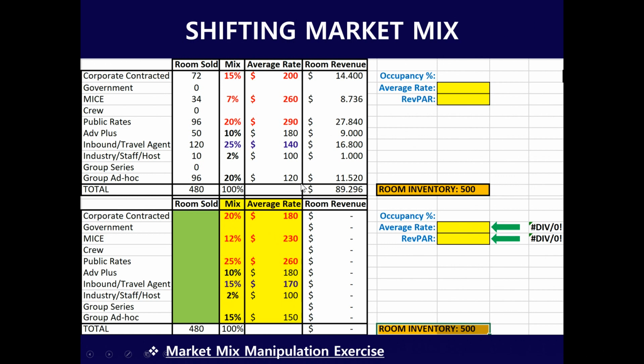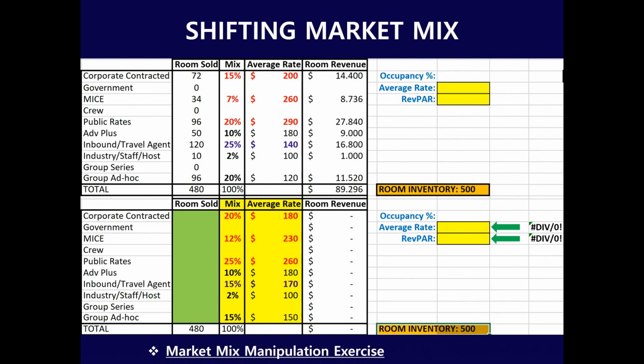Same strategy applied for group ad hoc. The current average rate is very low, 120, and because of that, our market mix for this segment is very high. 20% of the total business is coming from group ad hoc. So instead of doing this, we will increase our ADR from 120 US dollar to 150 US dollar, and hopefully the contribution will go down from 20 to 15. If we do that, let's see what kind of change will happen in our financial performance report.